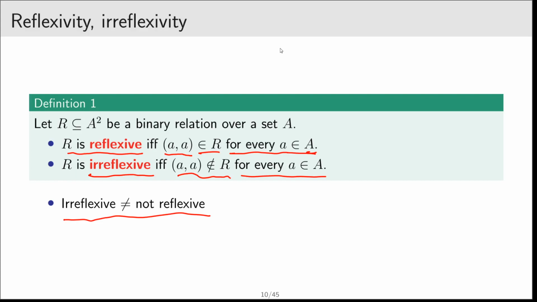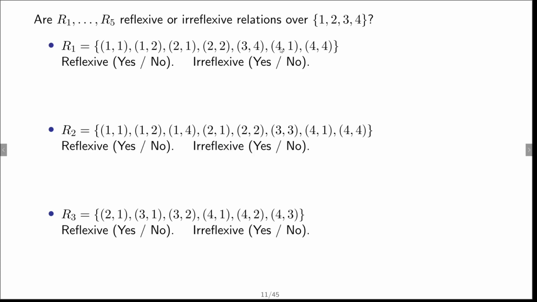So let's have a look at some examples. Suppose you have 3 relations, not 5. This is some typo, but that's fine.